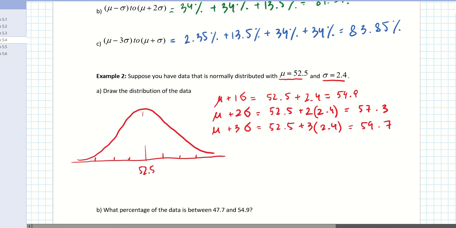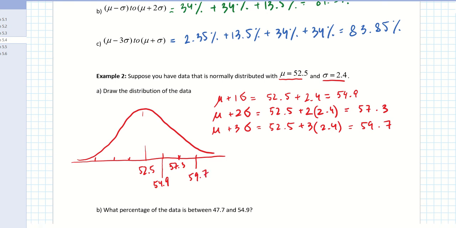So these values are going to go here. So let me just extend this line so we have space to write the numbers. So this is going to be 54.9. This one here is going to be 57.3. And the 3 standard deviations away is going to be 59.7. All right, so we can do the same thing on the other side.